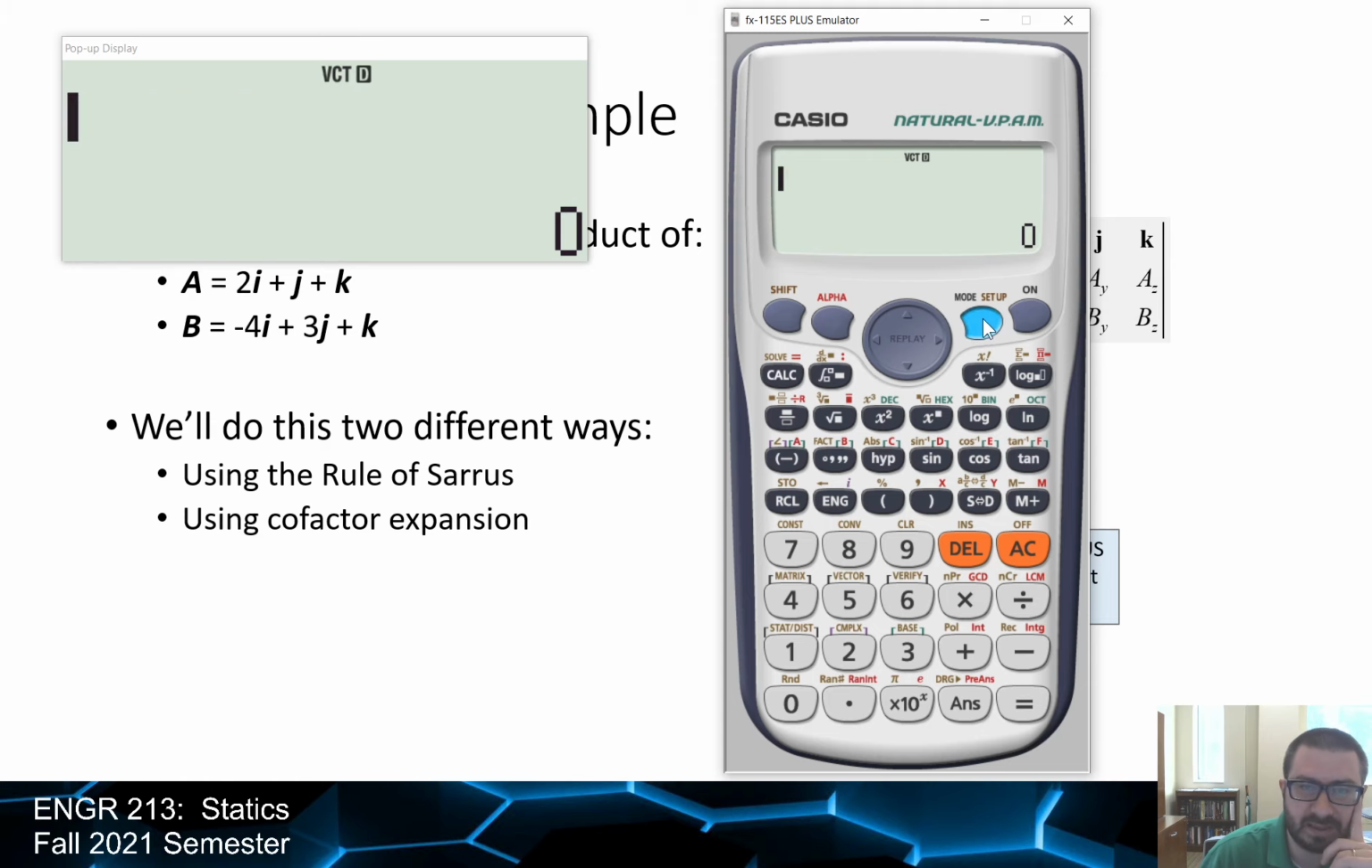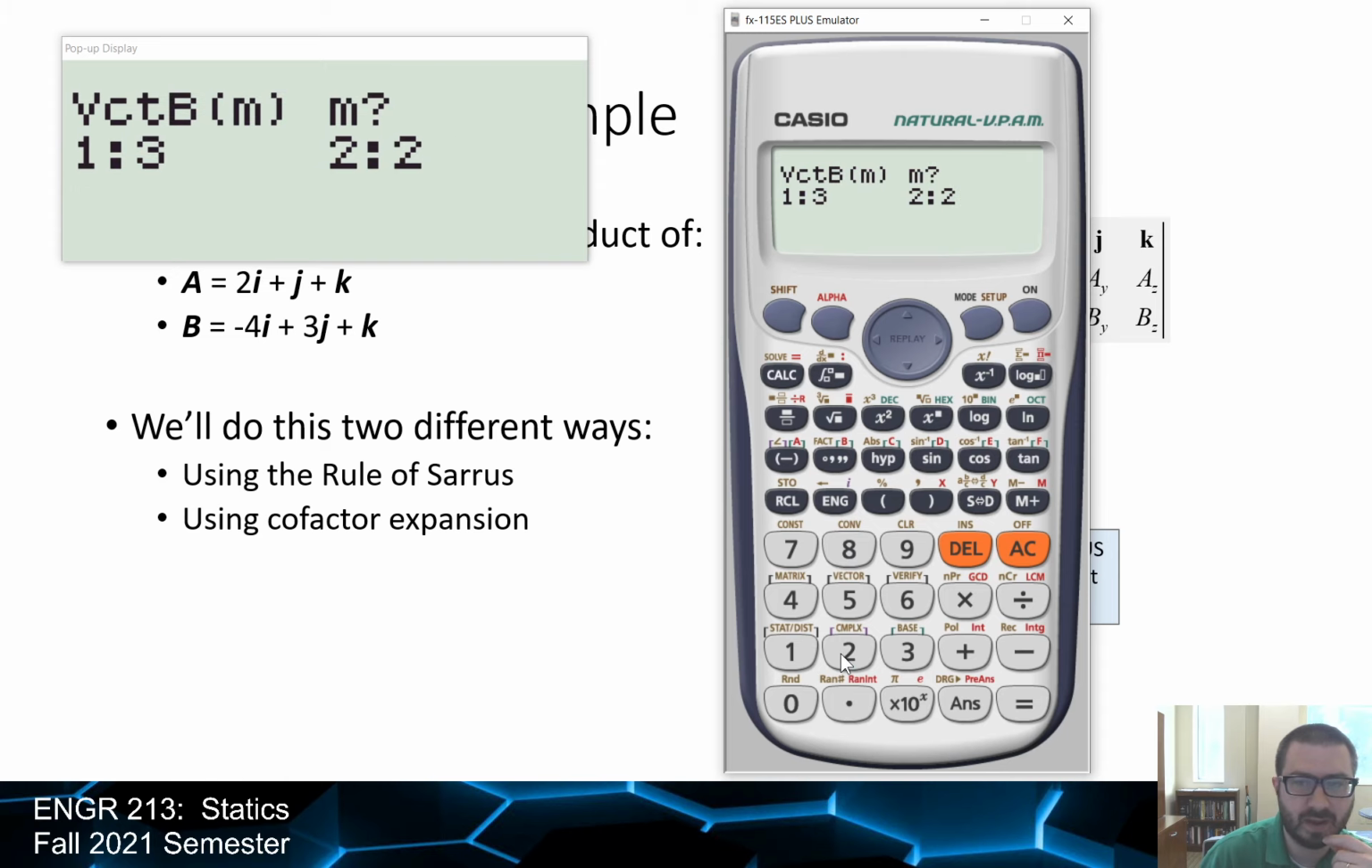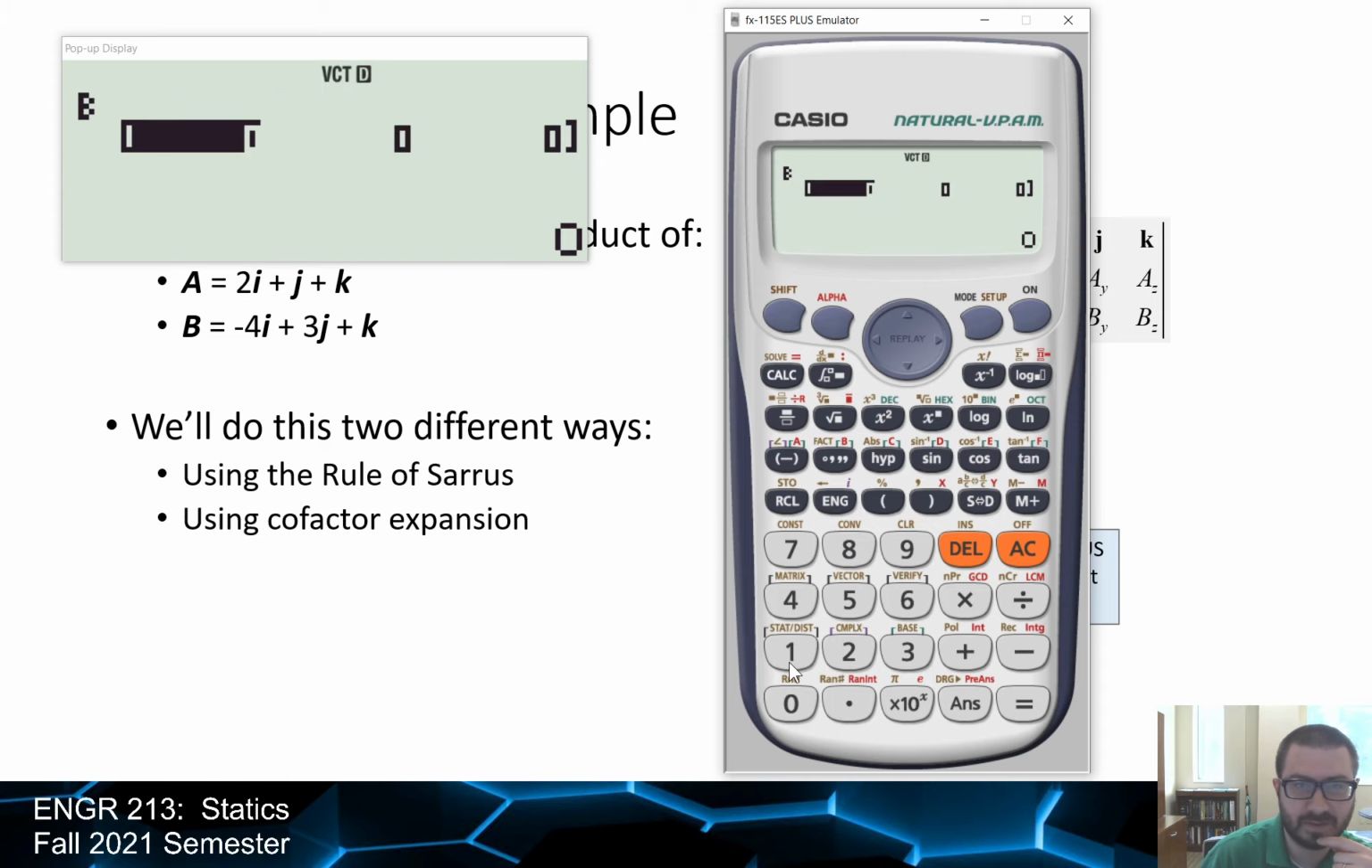So now we go back to mode 8. Now we'll do vector B. And again, it's a 3D vector. And now we'll define the next vector, -4, and we'll use the negative value, not the minus sign above recall. So equals 3 equals 1 equals. Boom, vector B is defined.